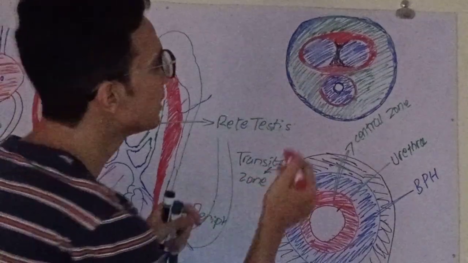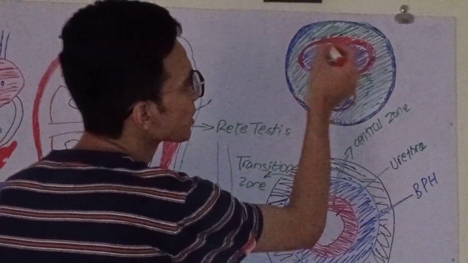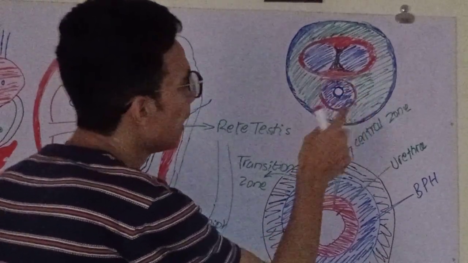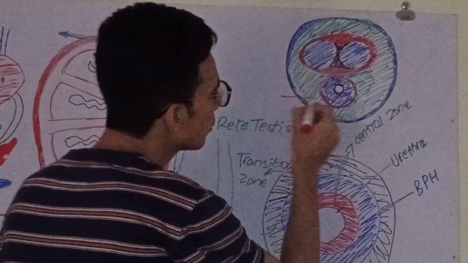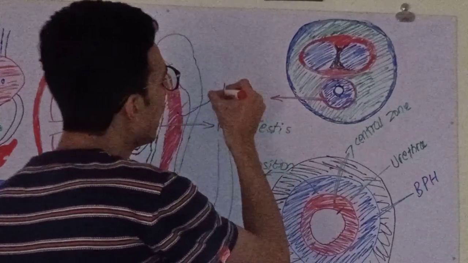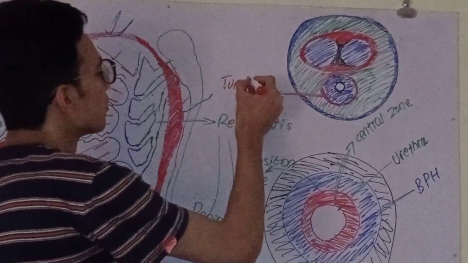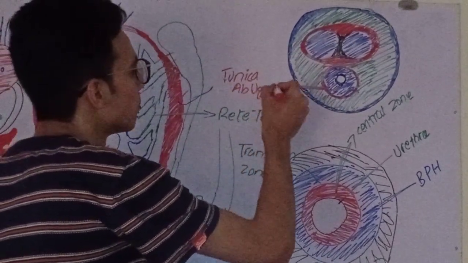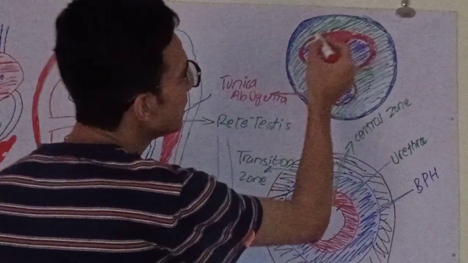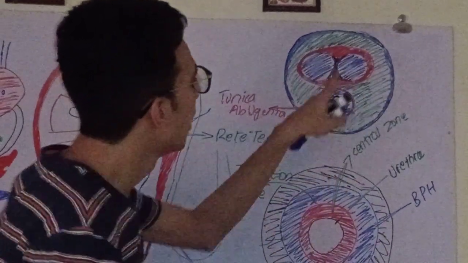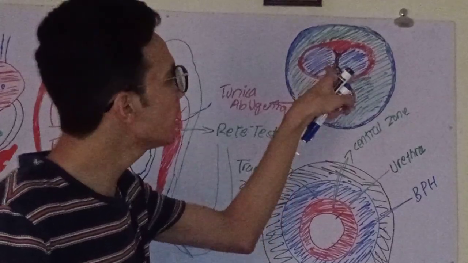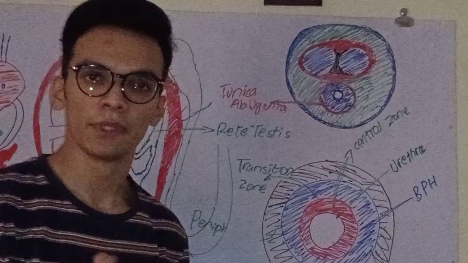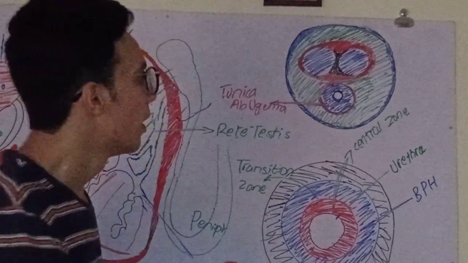Now have a look at it. This is the corpus cavernosum, and this is the corpus spongiosum. You are looking at the red layer. This is called the tunica albuginea. This red layer is also called the tunica albuginea. The black one you are looking at is the intercavernosum septum. This is called the intercavernosum septum.